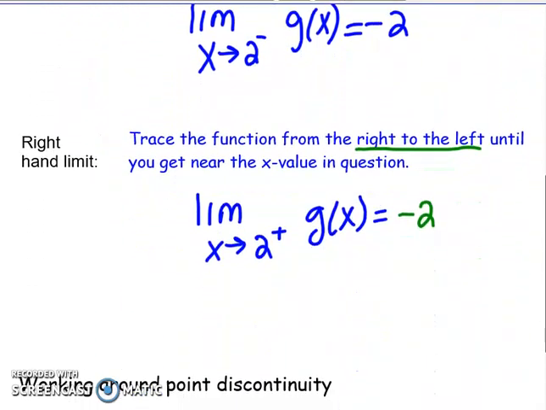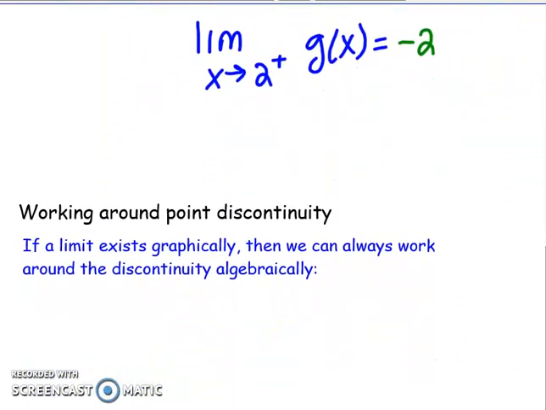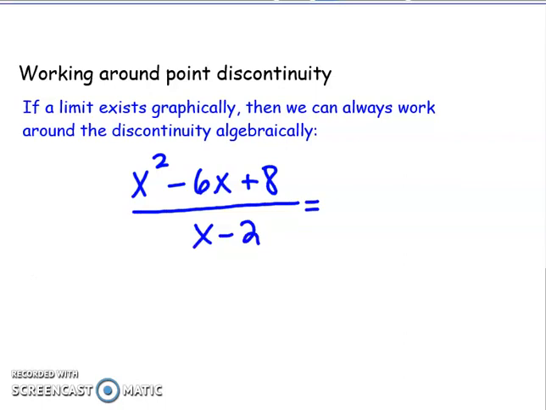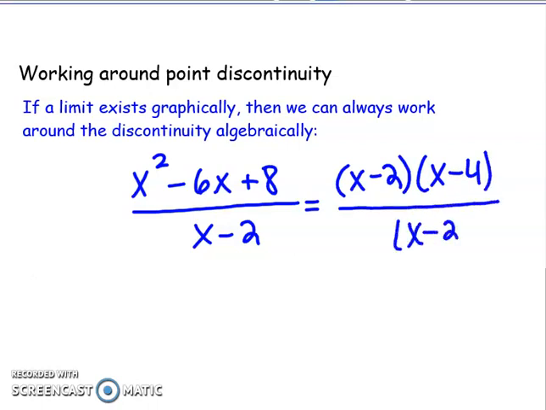Okay, so one way of doing that, here it says you can work around a point of discontinuity. And so what that means is the point of discontinuity is that hole that we have in this linear looking graph that we're looking at. And so to go around that, you can do it algebraically. So if I rewrite what our function is here, I have x squared minus 6x plus 8 over x minus 2. To do it algebraically, what we're going to do is factor and cancel anything we can. So if you factor the top, you should end up with (x minus 2)(x minus 4) all over x minus 2.